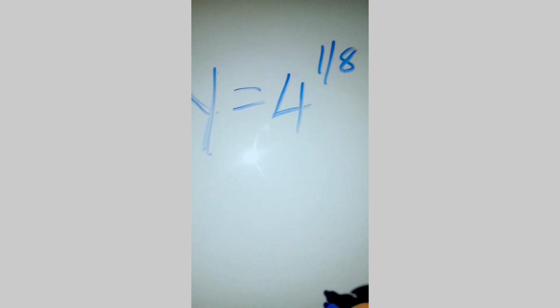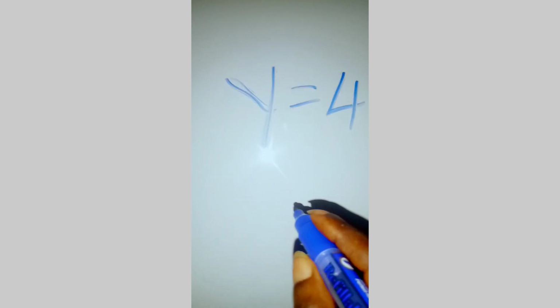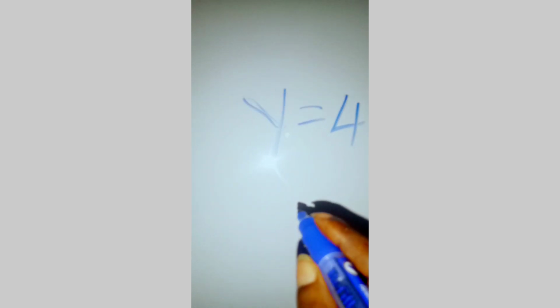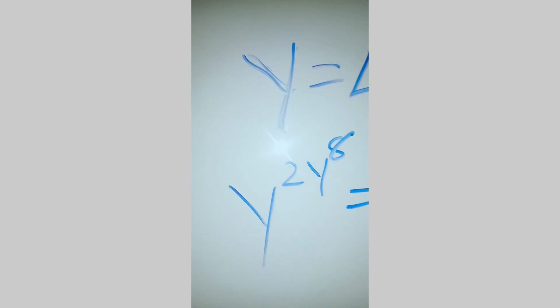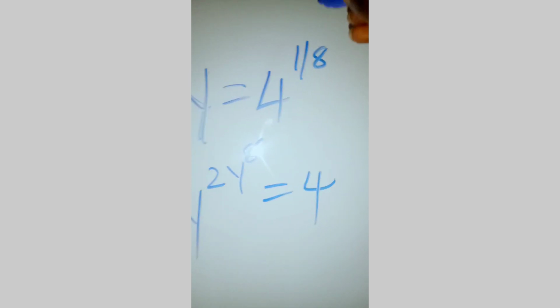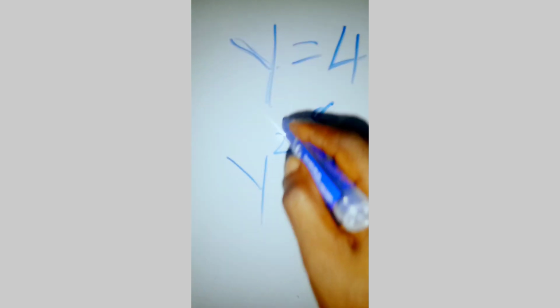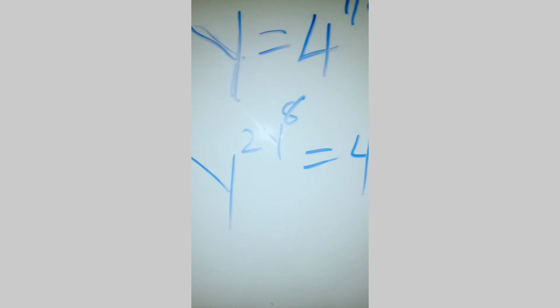Remember, the answer we got is y. We got y to be equal to 4 raised to power 1 over 8. Now, we want to input this in the original question to know whether the answer is correct. Remember, the original question is y raised to power 2y raised to the power of 8 is equal to 4. If we put this answer, 4 raised to power 1 over 8, here, and at the end of the day we are able to arrive at 4, it means the answer we got is correct.